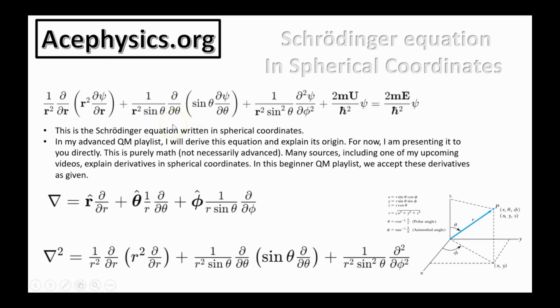I've just presented this equation without a lengthy derivation, but it's simply math. This is just the same Schrödinger equation that we know and we love deeply, but this is written in spherical coordinates, and so this can be applied to problems with spherical symmetry like the atom.